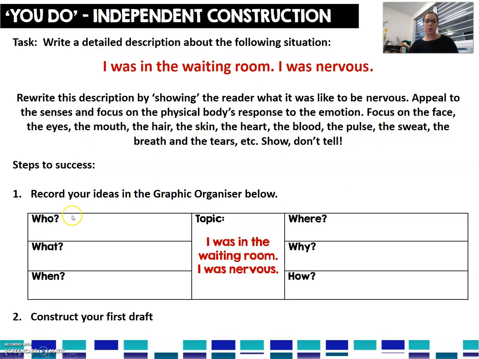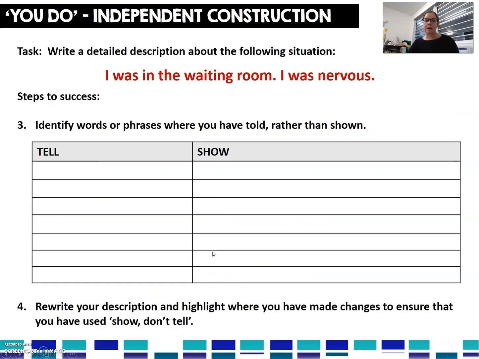So you need to record your ideas in the graphic organizer. You'll notice on your handout that you've got an opportunity to do this straight on that document there. You're then going to construct your first draft. Then it's about that editing. So identifying words or phrases where you've told rather than shown. So you're going to list them down the left-hand side in your student handout, and you're going to rewrite sections of your text to show that ability of application of skill.